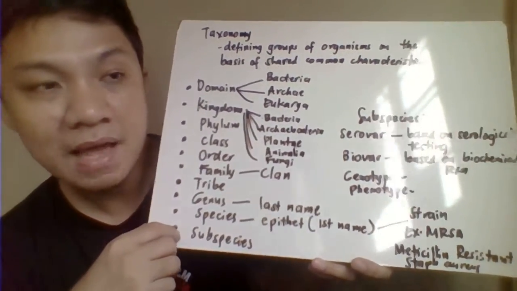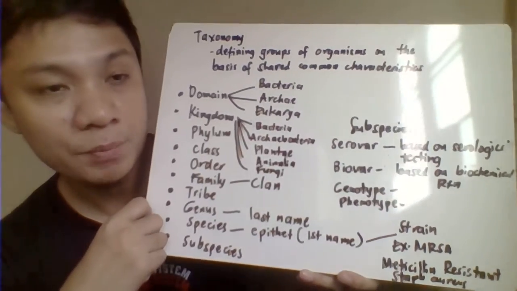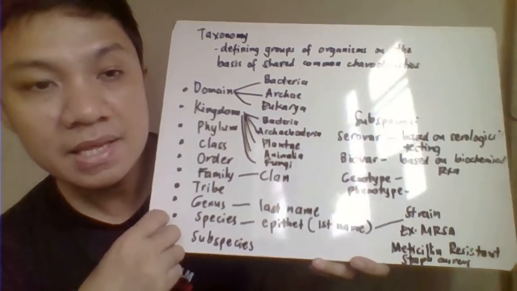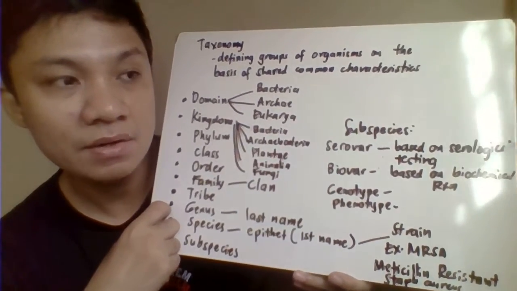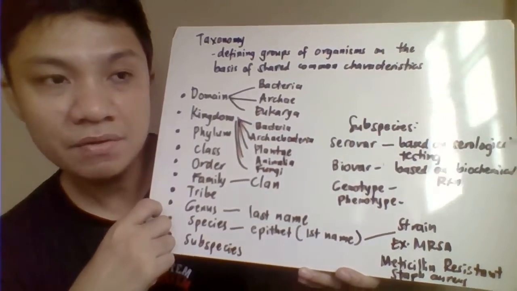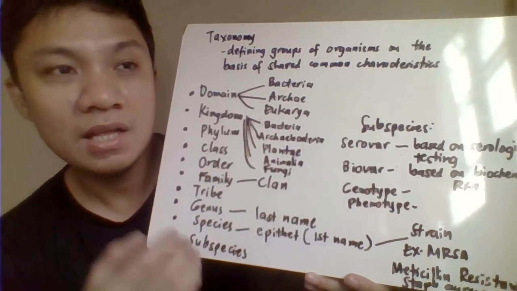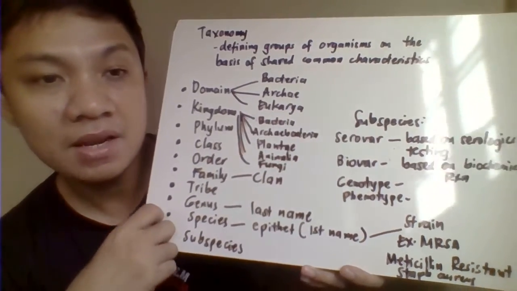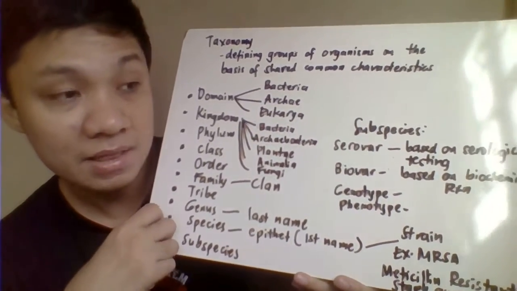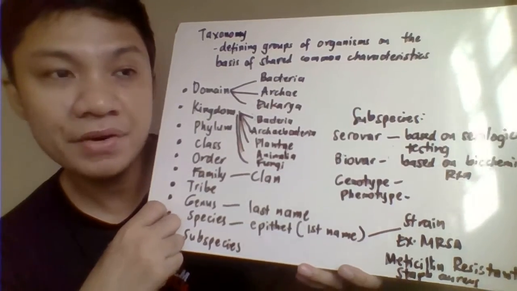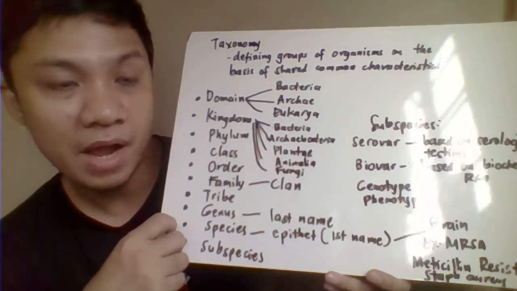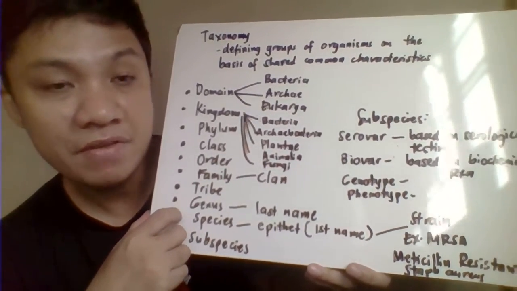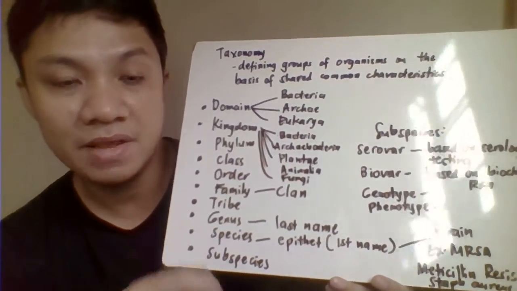On the subspecies level, we could classify or regroup according to the serovariety. Serovariety is a classification based on serological testing, with the use of reagents, for you to classify or group your microorganisms. Biovar, on the other hand, is the biovariety. The basis for that is their biochemical reactions or other tests. Another one, you could have your genotype, your phenotype, and other subspecies classifications.